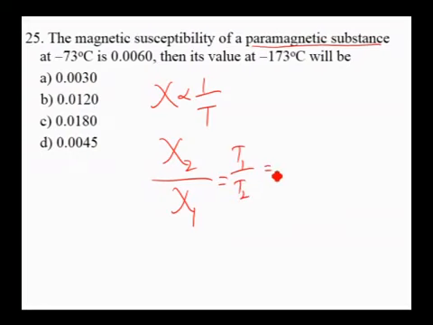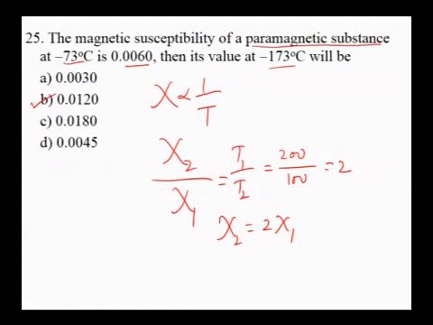So this equals T1 is minus 73 degrees Celsius; as degree Celsius is given, we should convert into Kelvin. So this becomes 200 Kelvin, and T2 becomes 100 Kelvin. So this equals 2. Hence I can write susceptibility in the second case equals 2 into susceptibility in the first case. It is given as 0.0060. If you multiply with 2, you will get the second option. So this is question number 25.